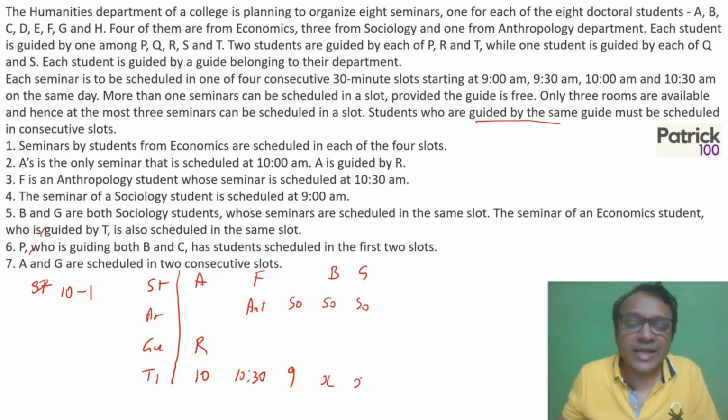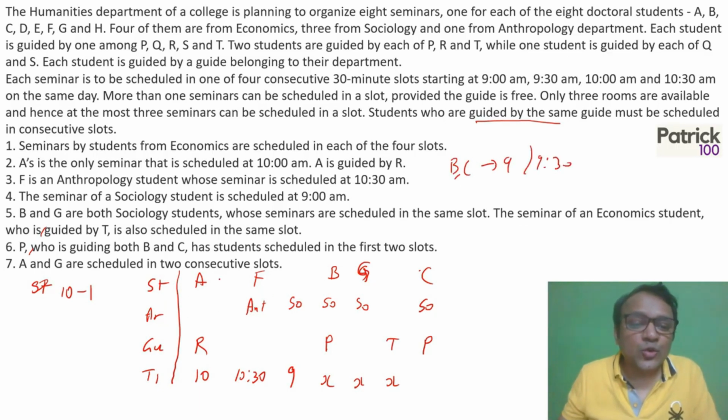I don't know what the slot is. I put X and X, same slot. The seminar of an economics student who is guided by T is also scheduled in the same slot. So T is also at the same slot X. P is guiding both B and C. That means P teaches sociology, which also means that C also is sociology. They are scheduled in the first 2 slots. So C is also sociology, guided by P, and they are both in the first 2 slots. So B and C are located at 9 and 9:30.